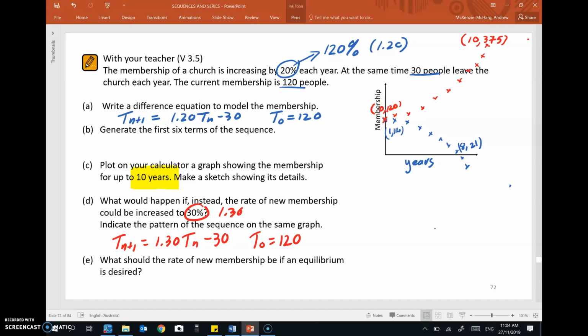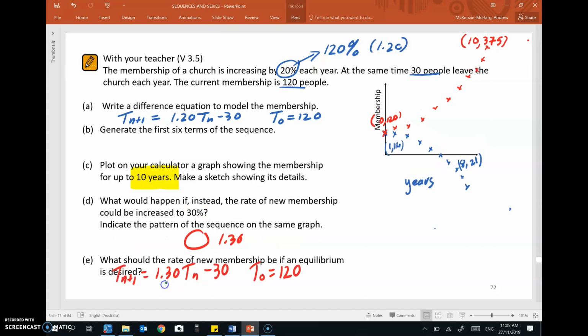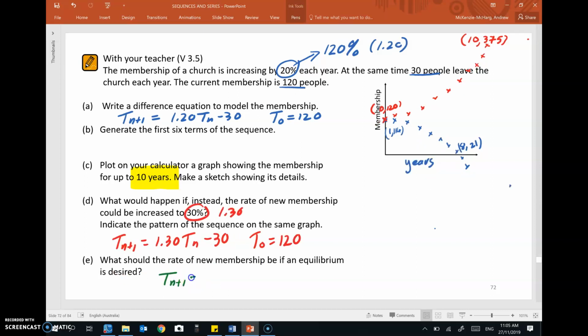Okay, so the last thing here, what should the rate of new membership be if an equilibrium is desired? So we're talking about the rate, the R value. So if we've got a difference equation, okay, I'm going to switch to green for this one, where Tn+1, now we have a rate that we want to figure out, and we're still losing 30 people, all right? And our first term is still 120 people. So we want to figure out what rate would be required in order to have the same number of people in the church each year.